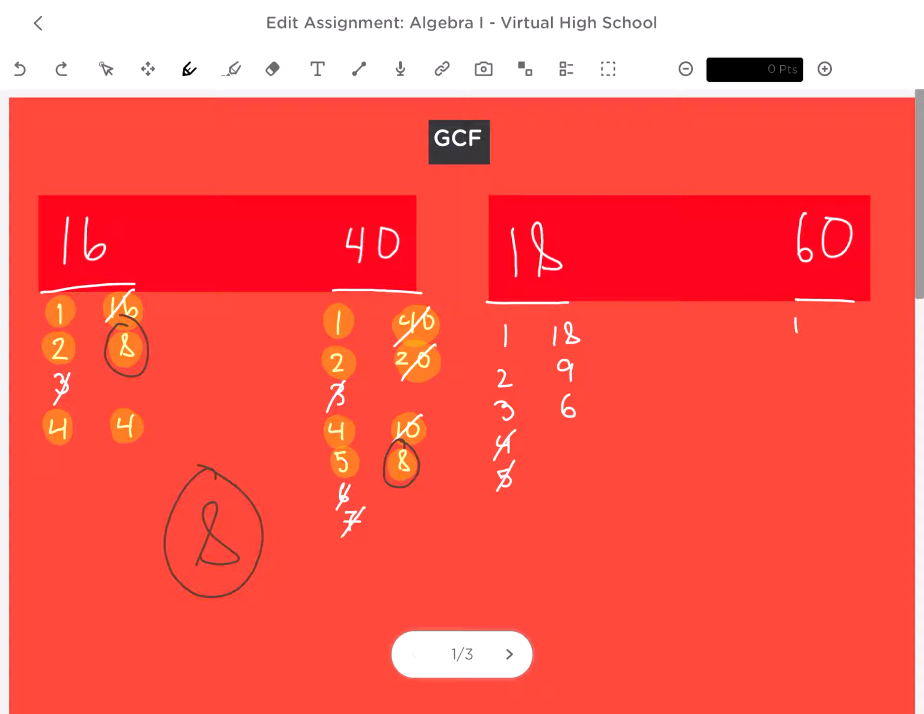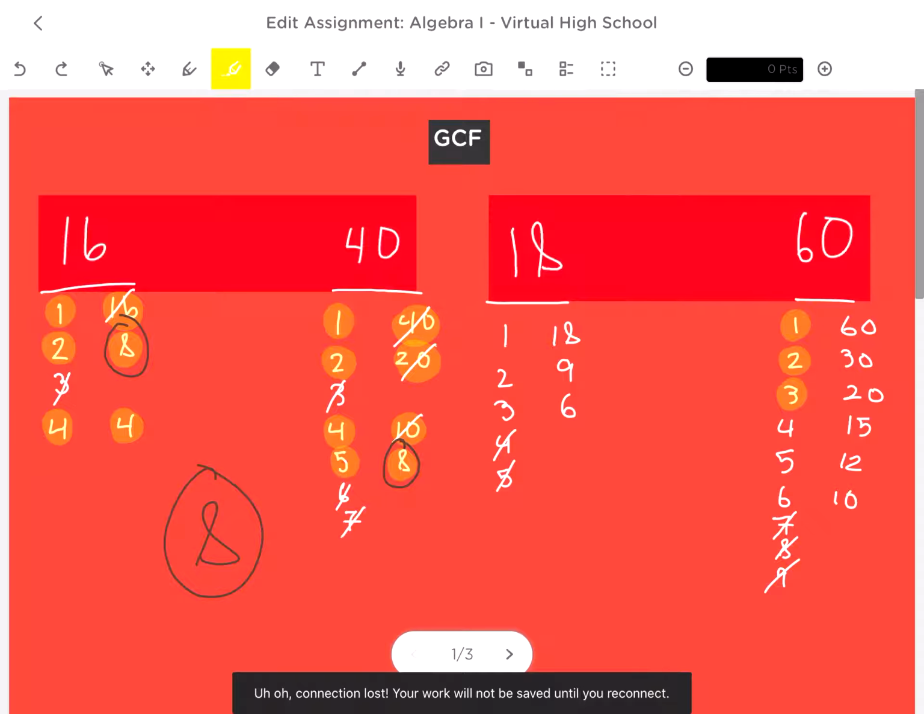For 60: 1 and 60, 2 and 30, 3 and 20, 4 and 15. 60 divided by 5 gives you 12. 60 divided by 6 gives you 10. 7, 8, and 9 are not going to work. In the future I'm not going to write all these out, but I'm showing you that if you try 60 divided by 7 or 8, you get a decimal, so those numbers are not factors. Those are all of my factors.